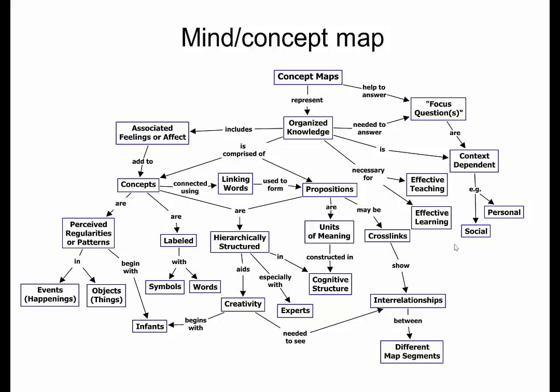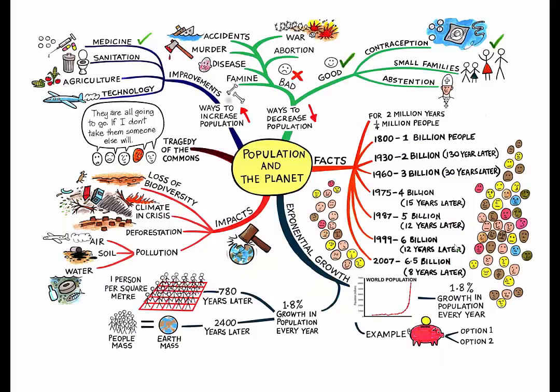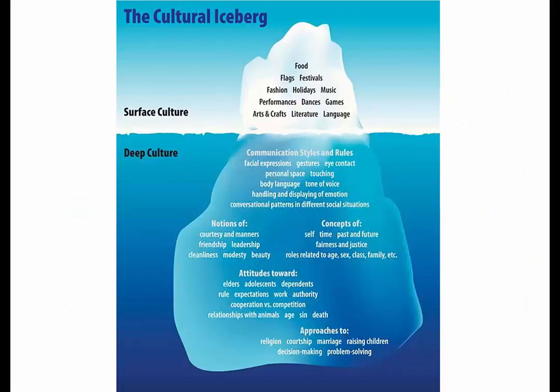So a concept map represents organized knowledge needed to answer a question, includes feelings, effects, comprised of concepts, using linked words, propositions, etc., etc. So here's an actual example of one drawn by, I think this is a sort of school project, but it could easily be an undergraduate university project. A mind map of population on the planet, impact, various things like impacts, loss of biodiversity, related things coming out from these various spokes from the centre like that. So that's another example of a conceptual model. They can be anything you like.